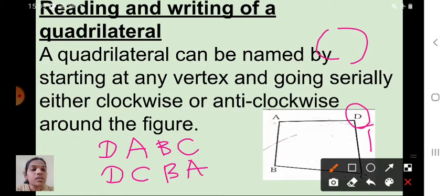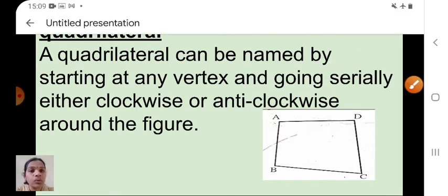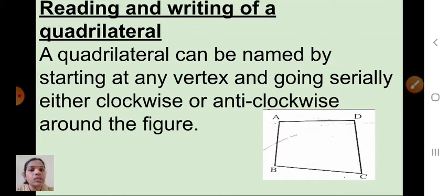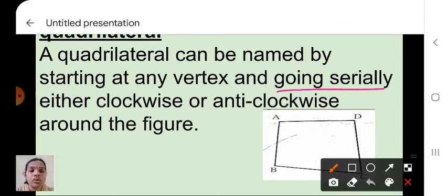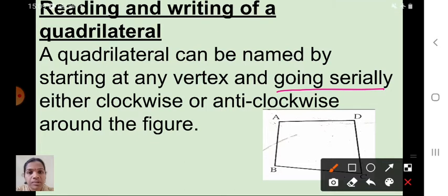Okay, so children, you have to mind here that if you want to give a name to the quadrilateral, you can start at any vertex, but at the same time you have to go serially. Okay, you can't jump, don't jump. You have to go serially here, clockwise or anti-clockwise.